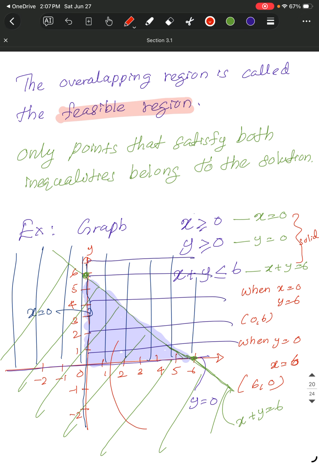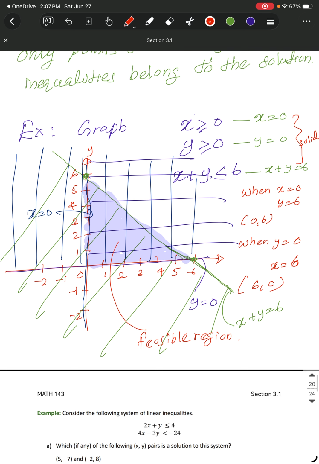Feasible region here. The triangle is called the feasible region. Okay, next. Bounded versus unbounded.